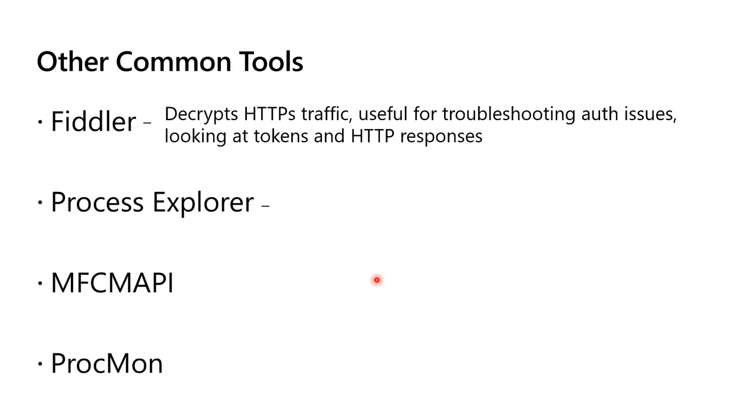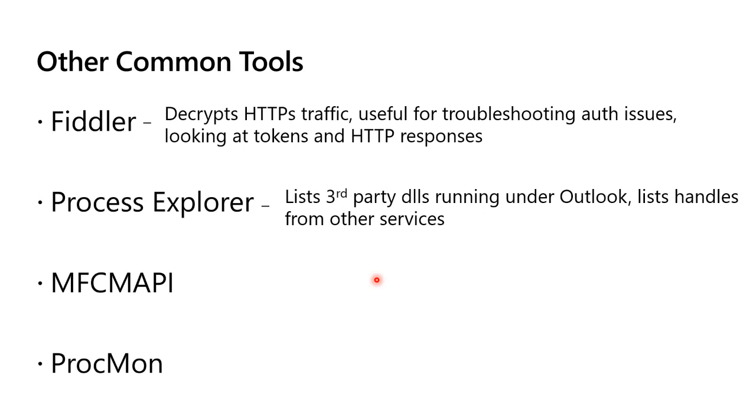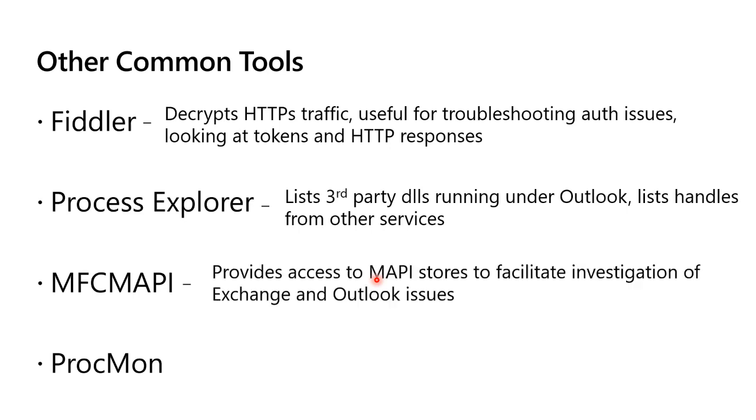Then we have Process Explorer. Process Explorer shows you information about which handles or DLLs have been opened or loaded in the specific application. So it can be used for any client application, in order to list the third-party DLLs which are running under Outlook or Word, etc. So this will also be useful in order to identify if there are any third-party add-ins or DLLs which are causing the issue. So this will be very good to isolate.